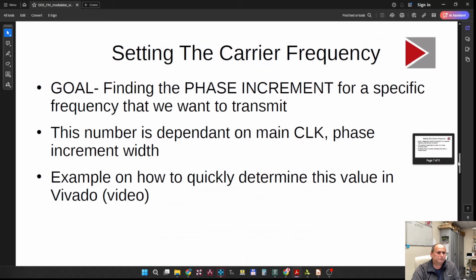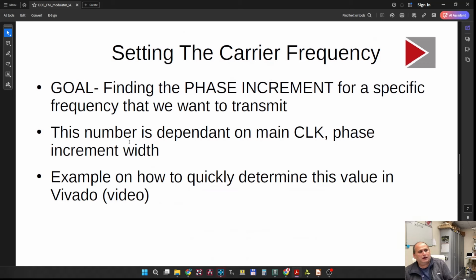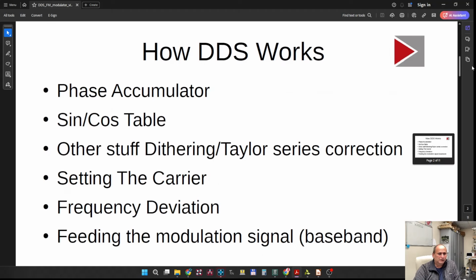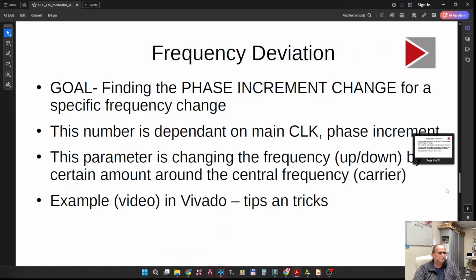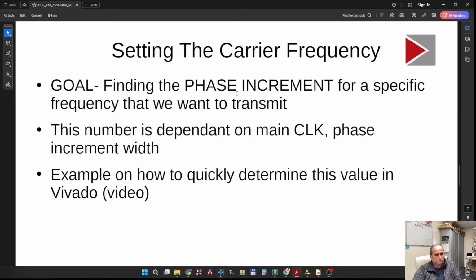Okay, so now setting the carrier frequency. Our goal here, let's say we pick some value and we want to design, right? We want to have a carrier frequency where we want to transmit and we want to have a certain deviation. Well, what this means actually. So our goal is to find the phase increment. When I go back to the first slide, the phase increment is this. So we want to determine this value. What number we need to put here to get the frequency that we want, right? And how we do that, I'll show you how to do that in Vivado. This is the first goal, to find the phase increment for a specific frequency that we want to transmit.